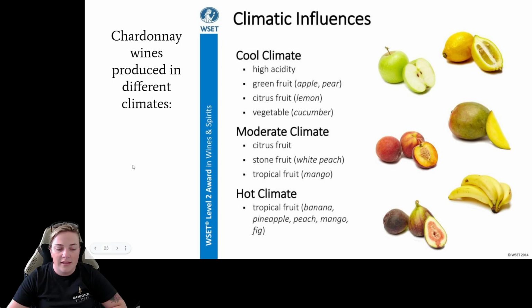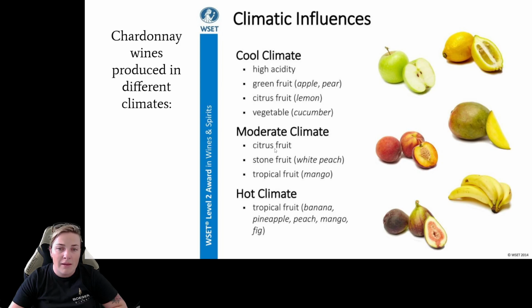Cool. And then we have this WSET comparison of climatic influences. I really appreciate this because it's a really nice visual. So here are examples of Chardonnay produced in 3 different climates. We have a cool climate, a moderate, and then a hot climate Chardonnay. The cool climate has high acid, green and citrus fruit, and even some vegetable components in it. So cucumber, lemon, apple, pear. Sounds very nice. So that's going to be a cool climate Chardonnay.